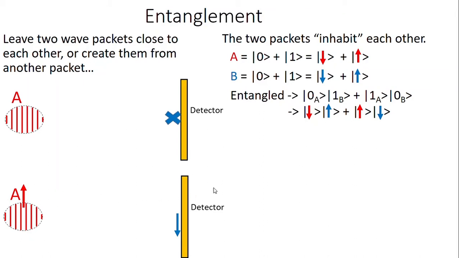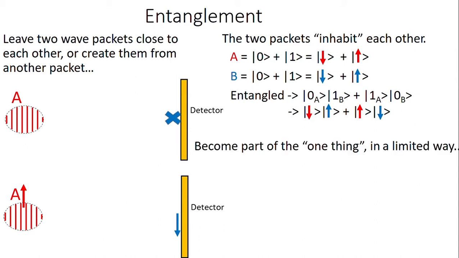Now, in this conceptual model, I think this all makes a great deal of sense, but I don't think you could reason out that A would be the opposite spin of B, but I think this makes a great deal of sense from what I've been saying. So in one sense, they're becoming part of one thing in a limited way. So not only can you have spin up and spin down, you could also have spin out of the page and spin into the page.